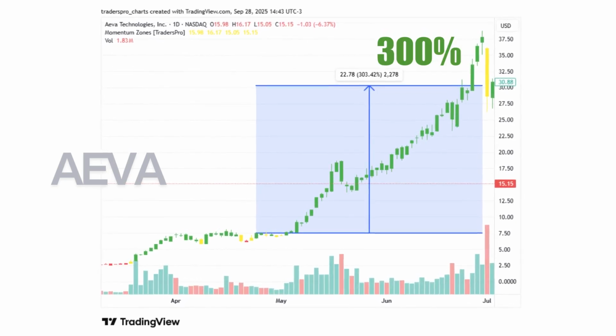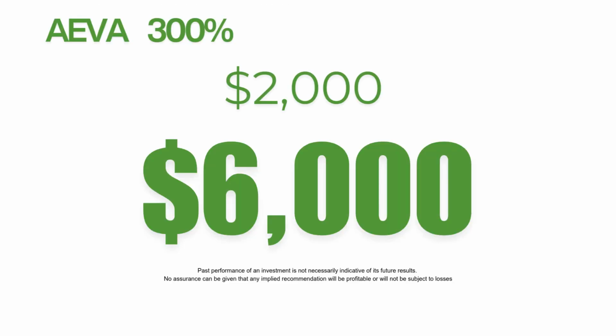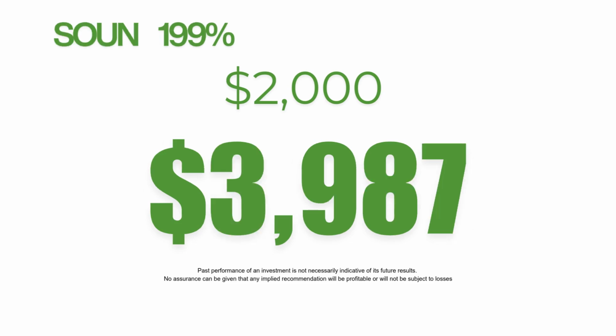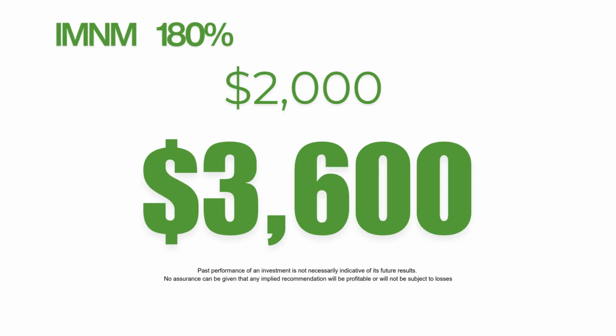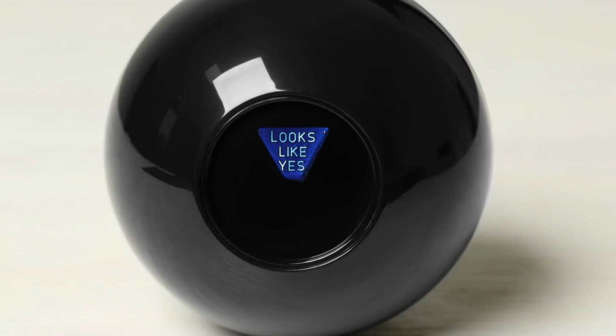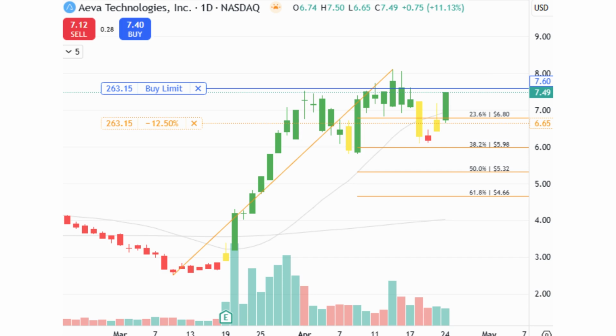AEVA ran 300%, turning 2,000 into 6,000 in profit. VKTX delivered 231%. That's $4,600. Sound ripped 199%, nearly 4,000 in gains. IMNM went up 180%, adding 3,600. Even IREN at 140% gave back 2,800 on a $2,000 stake. You can't predict which one will be the home run, but you don't have to. The process guarantees you'll be in them when they come.